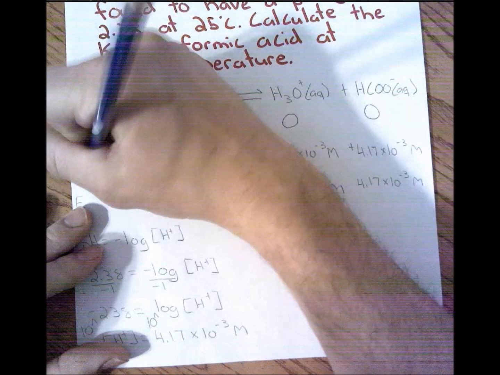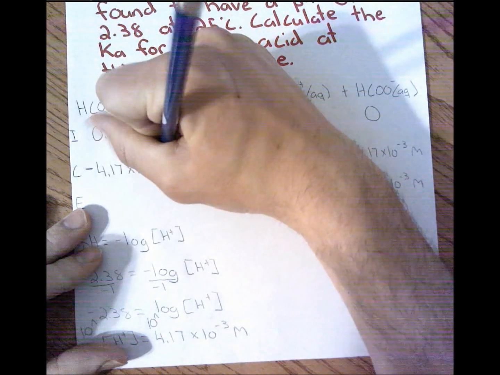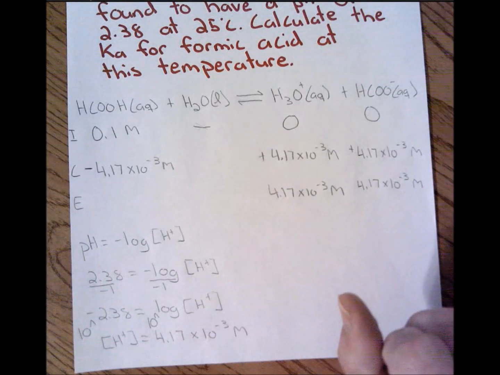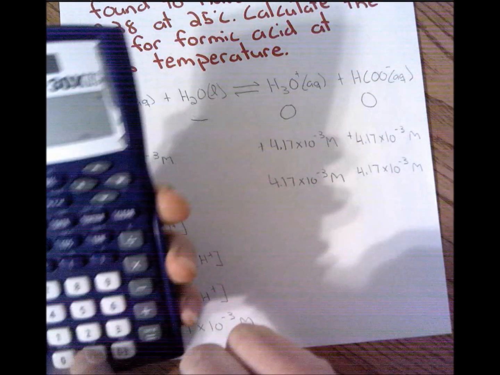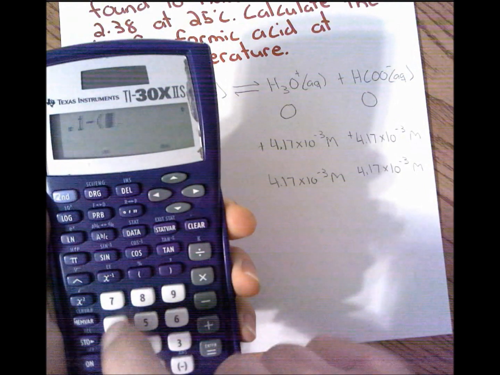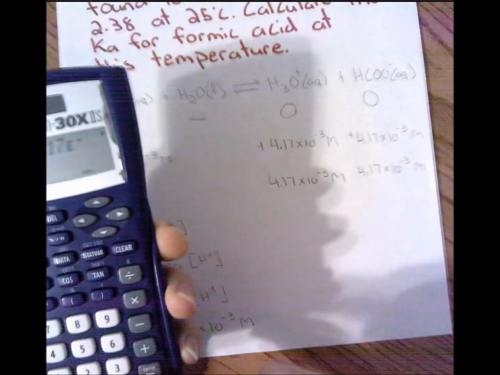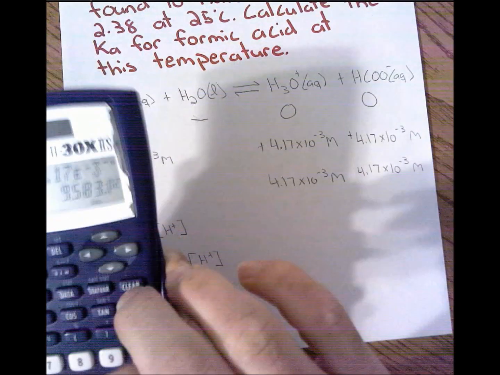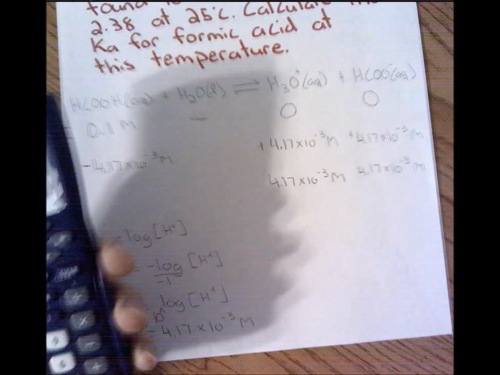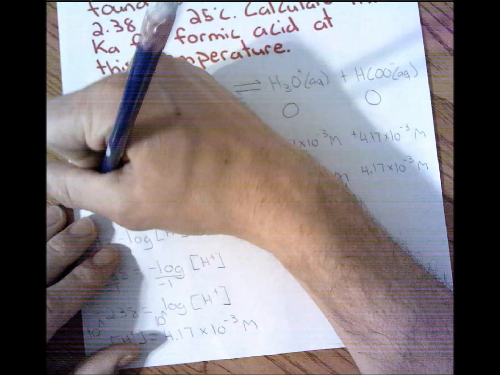So what we need to do here is this. We need to take 0.1 and subtract 4.17 times 10 to the -3rd from it. Now, the answer that I get, I'm going to take it out of scientific notation, is 0.0958. So at equilibrium, there is 0.0958 molar of our formic acid.